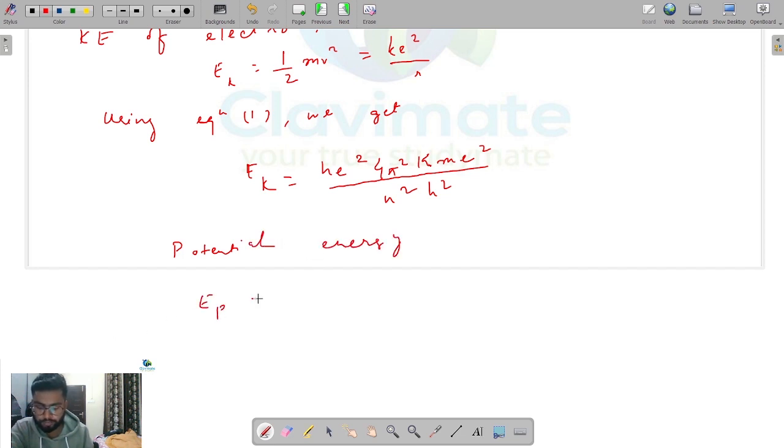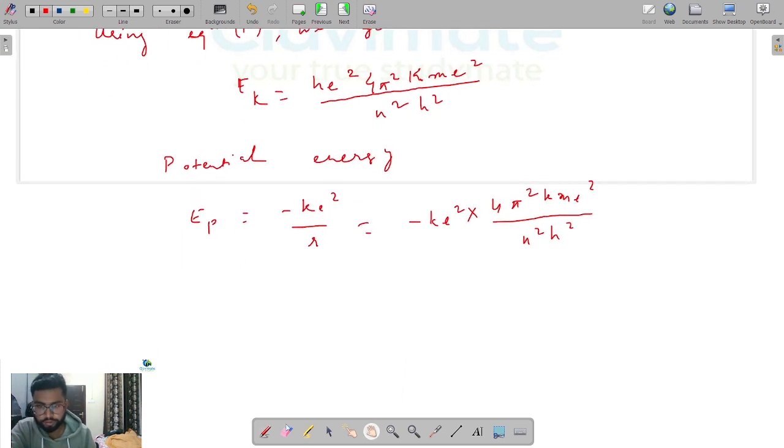Then we have the potential energy Ep equals minus ke square by r. Now putting the value of r here, this is equal to minus ke square multiplied by 4 pi square k m e square by n square h square. So this will be equal to minus 4 pi square k square m e to the power 4 divided by n square h square.